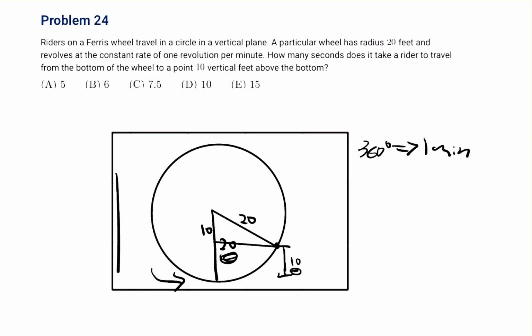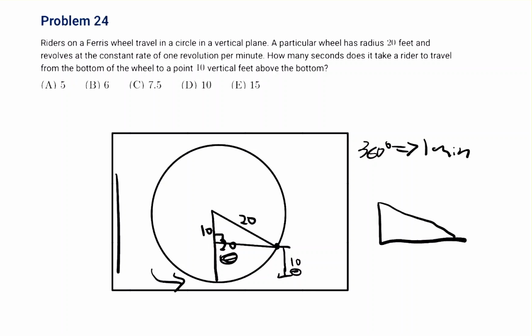We notice that this is a 30, 60, 90 triangle because this is 90 degrees, and this is 10 and 20. How we know that is because a 30, 60, 90 triangle will have 90 degrees here, and the sides will be x, 2x, and then x root 3.